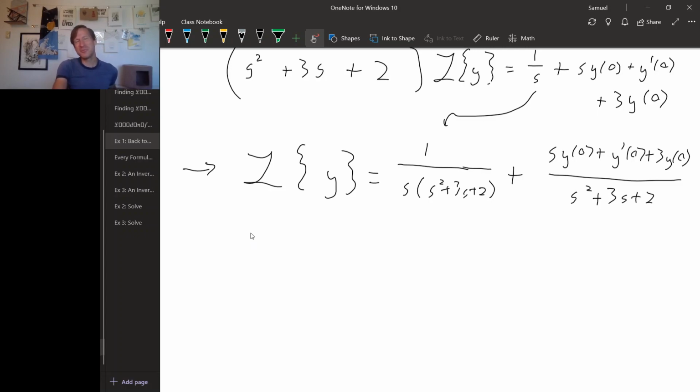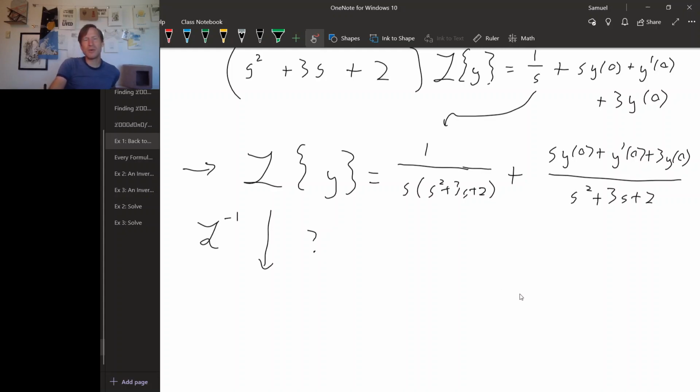But so we found the Laplace transform of y, but remember we were actually hoping to find what y is. The whole point is to try to solve the differential equation. So we aren't quite done here because we don't know what y is yet. What we really need is some way to undo the Laplace transform. What we need is an inverse Laplace transform. But how do we do that?